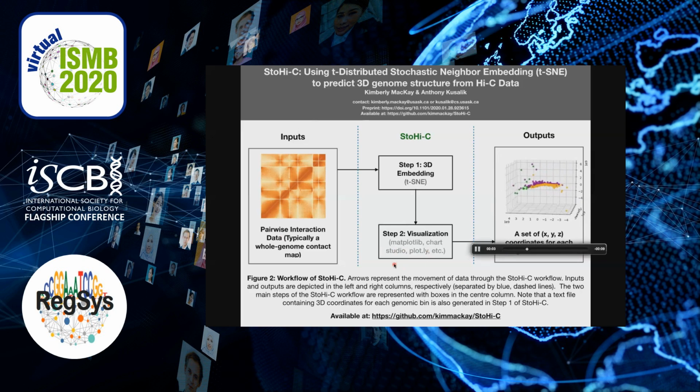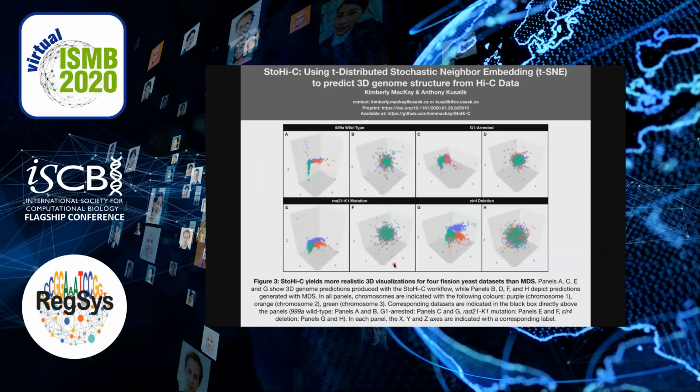It's quite simple, and we wanted to test it out on a data set to see if it was going to work reasonably well. And so the data set we chose was a fission yeast data set. We have 4 different types of yeast: a wild type, a G1 arrested, a RAD21 mutation, and a CLF4 deletion.